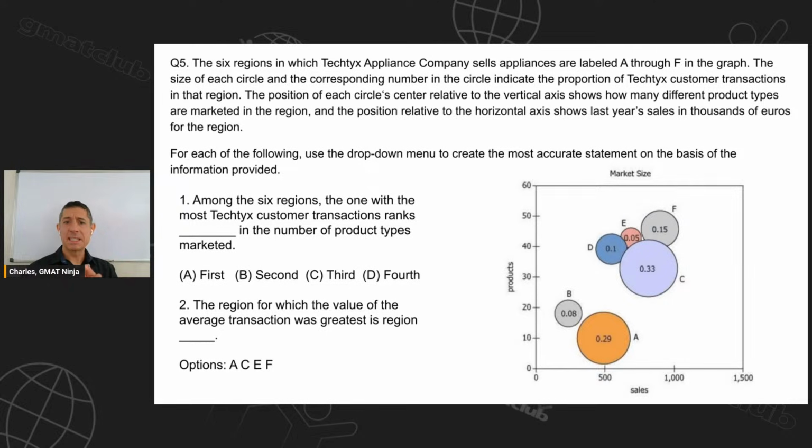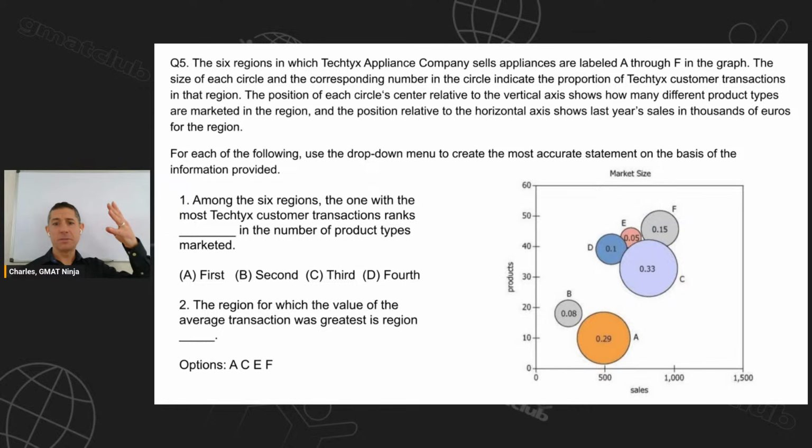Question number 1, among the 6 regions, the one with the most transactions ranks blank in the number of product types marketed. So which one has the most transactions? Again, that's size of the bubble. That's C, purple guy. That's your most transactions. Where does it rank in terms of the number of product types? That's your vertical axis. That's your y-axis.